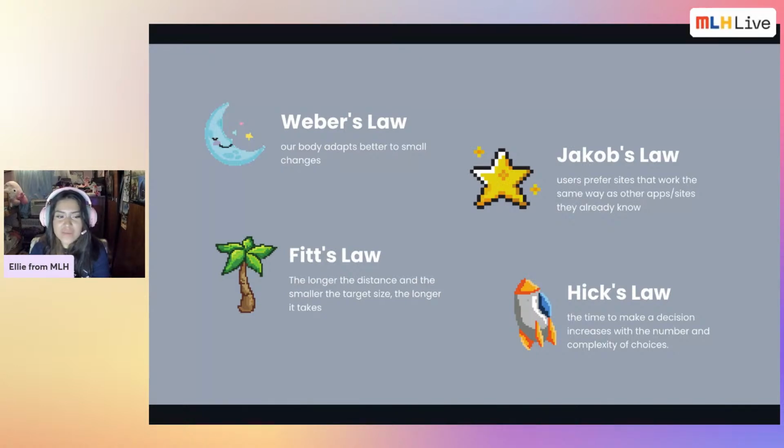And then we have Hicks law. The time to make a decision increases with the number and complexity of choices. So, instead of giving 500 choices for your favorite fruit, you could give five and let the user put other in case it's not any of these five. Something to keep in mind when designing: you don't want to give the user a million options. So these are some laws that apply to UI UX.